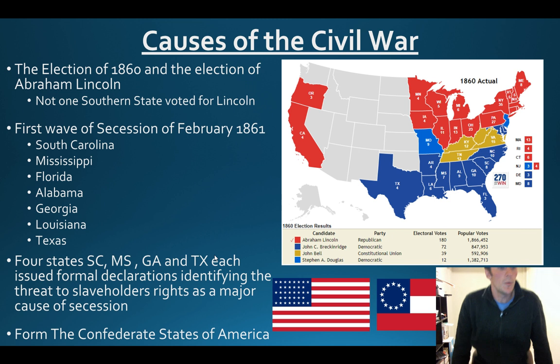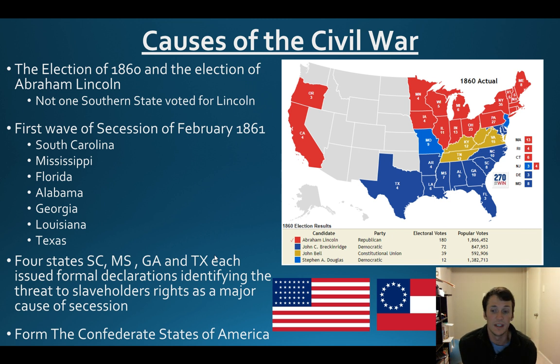So you also have now the election of Abraham Lincoln, right? And the election of Abraham Lincoln is another big piece of this puzzle, and it's kind of the straw that breaks the camel's back. And you are going to have an election where not one southern state votes for Lincoln, but he's still going to become the president, right? And that's a pretty big deal.